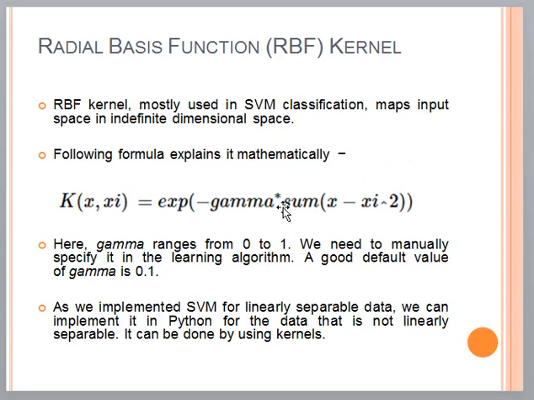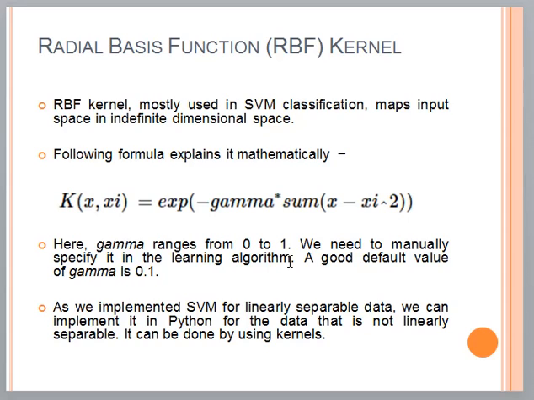So it is very much similar, but instead of having the dot product, we are basically computing the subtraction of these two observations here, and we are multiplying this term with a gamma value, right? So again, here the gamma value is our coefficient, or you can say hyperparameter, and the value of this gamma parameter can range between 0 to 1, right? So we can select any value between 0 to 1 for our gamma. We need to manually specify it in the learning algorithm.